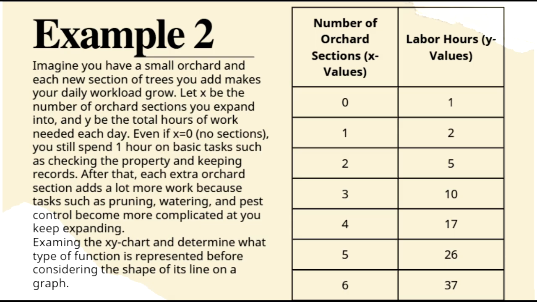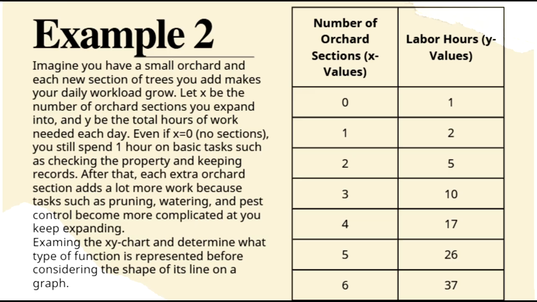Here's example number 2. Imagine you have a small orchard, and each new section of trees you add makes your daily workload grow. Let X be the number of orchard sections you expand into, and Y be the total hours of work needed each day. Even if X equals 0, no sections, you will still spend 1 hour on basic tasks, such as checking the property and keeping records. After that, each extra orchard section adds a lot more work because tasks such as pruning, watering, and pest control become more complicated as you keep expanding.